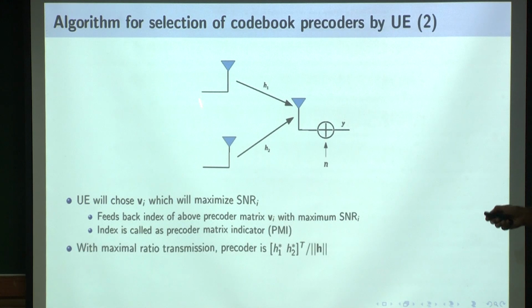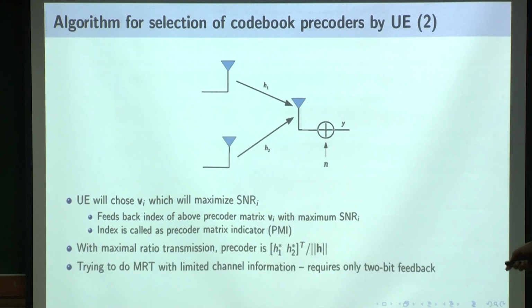If the base station has the complete channel information, what would it do? As I said, it will transmit H1 star by norm of H from here, and H2 star by norm of H from here, correct? And this is the precoder it will use if it has the complete channel information, which it doesn't have. So what is it trying to do here? It is trying to do this MRT with limited channel information, and how many bits does it require? It requires only 2 bits of feedback.